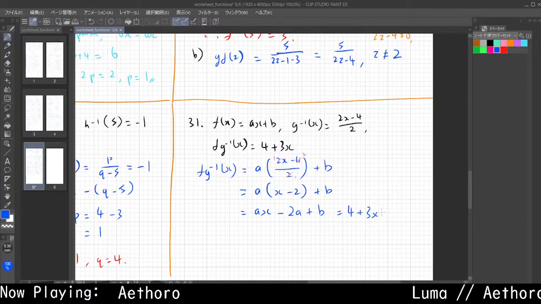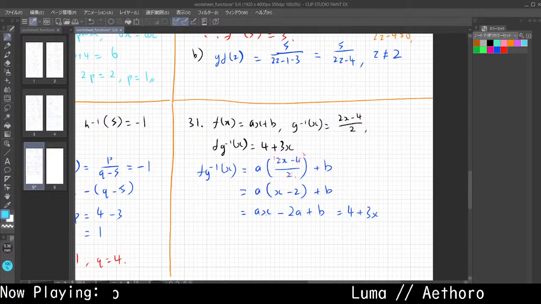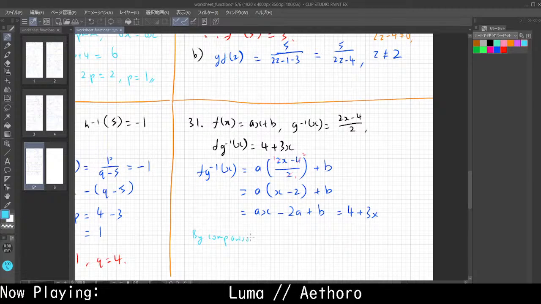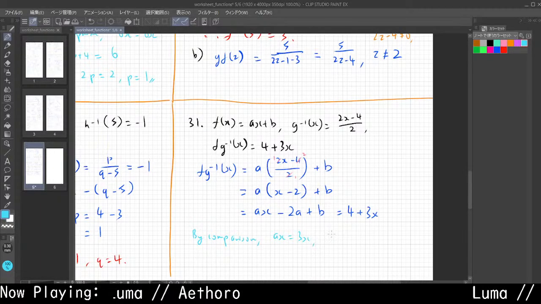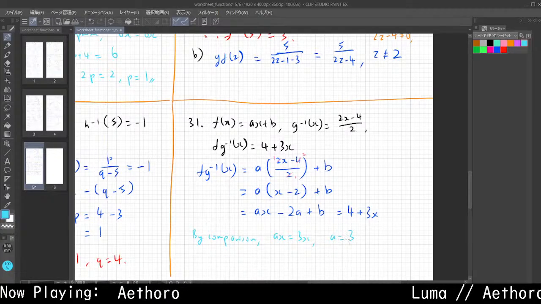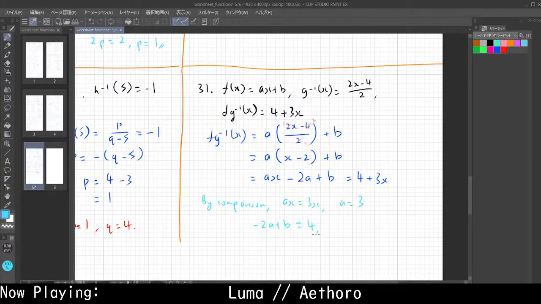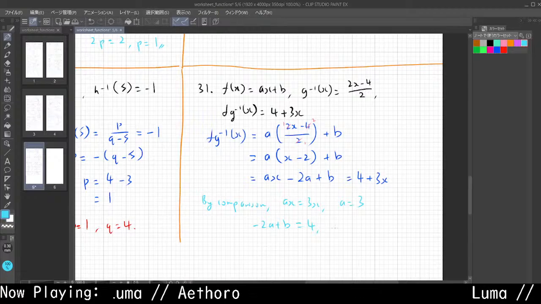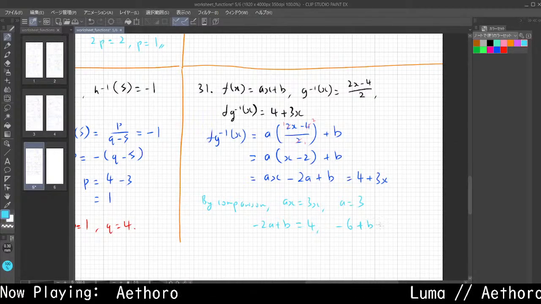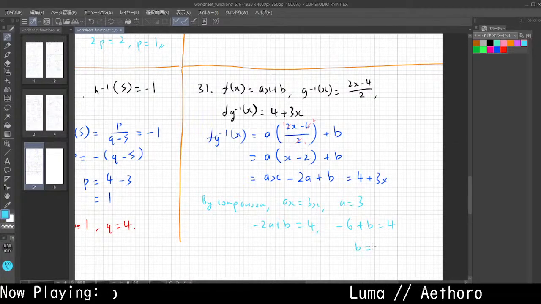Therefore, compare and contrast. By comparison, ax equals 3x, x and x cancel, a equals 3. Negative 2a plus b equals 4. Sub in a equals 3: negative 6 plus b equals 4, b equals 4 plus 6 equals 10.